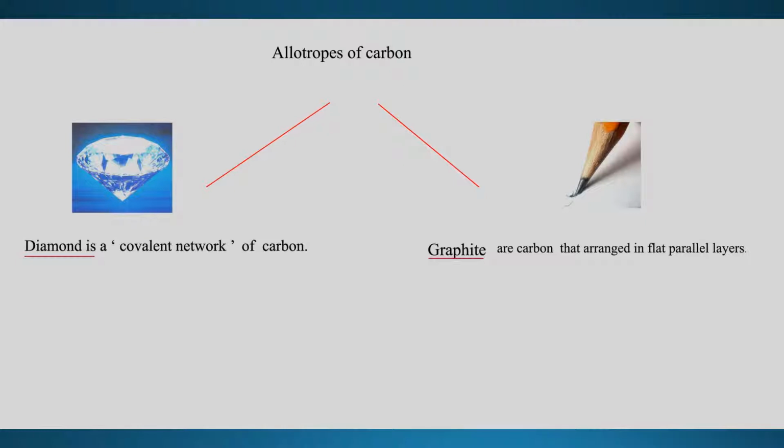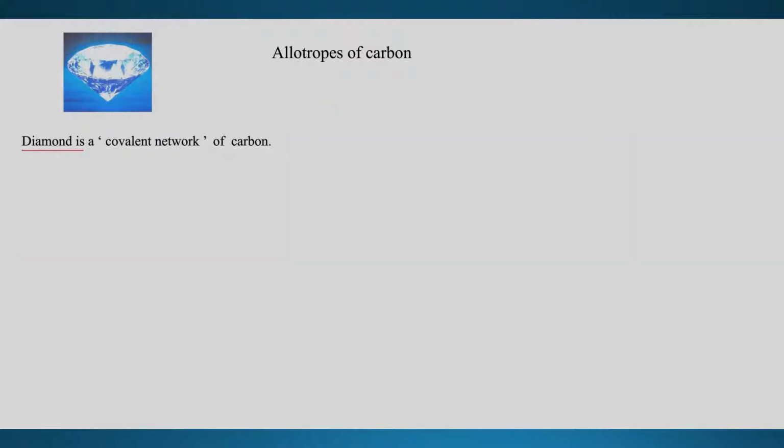Diamond is a covalent network of carbon. And graphite is also carbon, but the atoms are arranged differently. They form flat parallel layers. I'm going to explain in detail. Let's see diamond. Diamond is a covalent network of carbon. What is meant by that? Let's look.